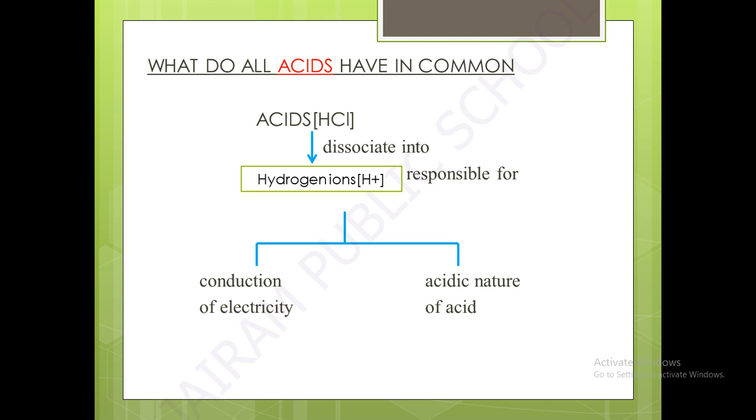So I will explain once again. In that we have added hydrochloric acid. The hydrochloric acid will dissociate into H plus and Cl minus ions, and H plus is called hydrogen ions, which is responsible for the conduction of electricity, which is acidic in nature.